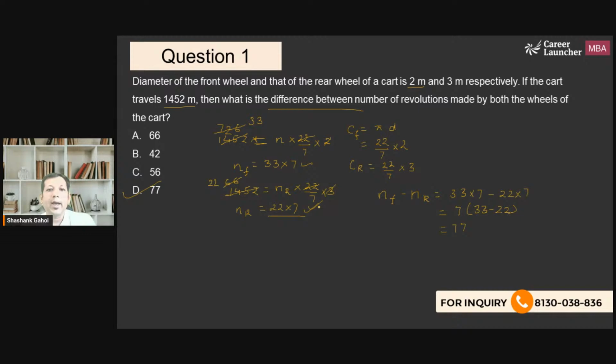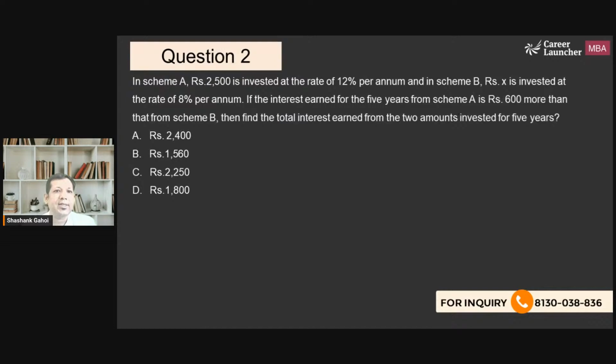Okay, now let's move on to the next question. What does it say? So it says in scheme A, 2,500 is invested at a rate of 12% per annum. In scheme B, X rupees is invested at a rate of 8% per annum. Okay, if the interest earned for the 5 years of scheme A is 600 more than that of scheme B, then what is the interest earned from the two amounts invested for 5 years?